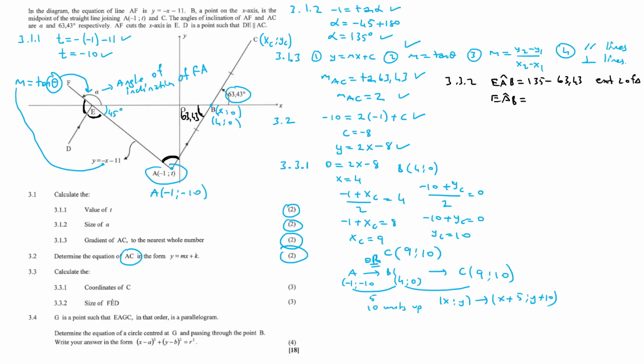135 minus 63.43 is 71.57. And then after you get this angle here, 71.57, this is also going to be 71.57 because of alternate angles. So you can say DEA is equal to 71.57, alternate angles. And after that, we can get to FED. FED is equal to 108.43, angles on a straight line.